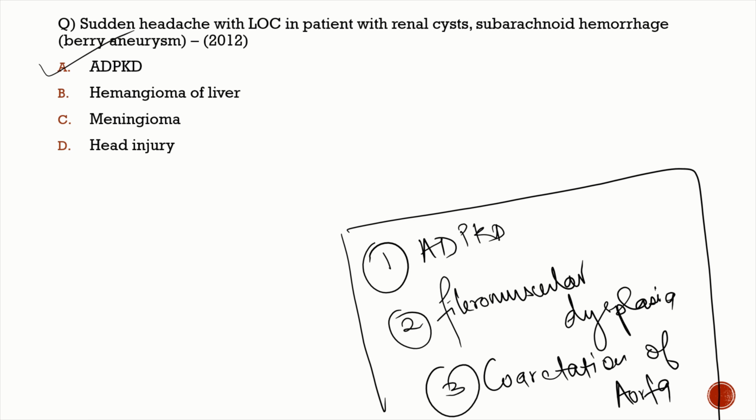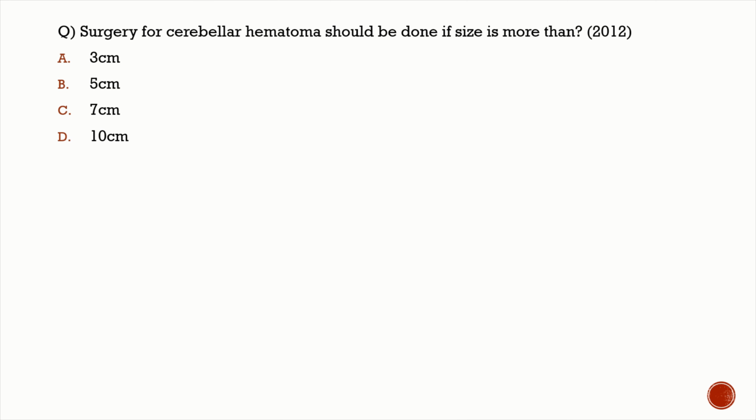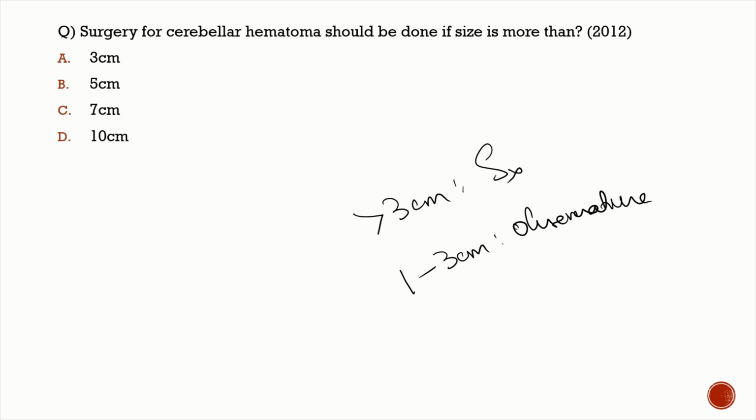So remember the concept over here, whenever you have a patient with sudden headache followed by LOC, it is most of the time subarachnoid hemorrhage. Surgery for cerebellar hematoma should be done if the size is more than 3 centimeters. If it is 1 to 3 centimeters, you have to observe the patient. So you look for GCS, look for the pupils. If there are any impending signs of brainstem compression, you can go ahead and do surgery. Less than 1 centimeter, you can manage conservatively.